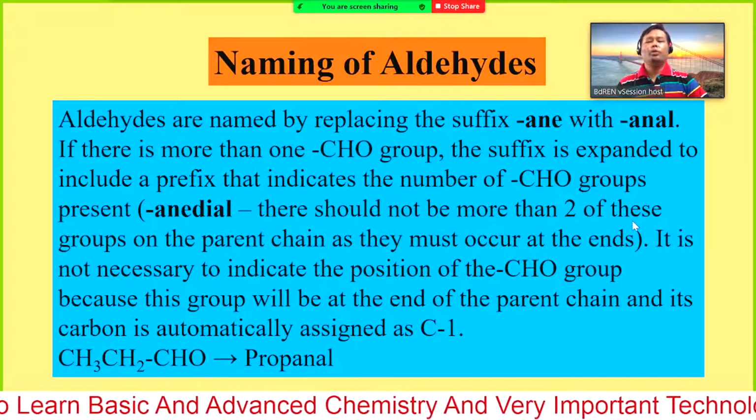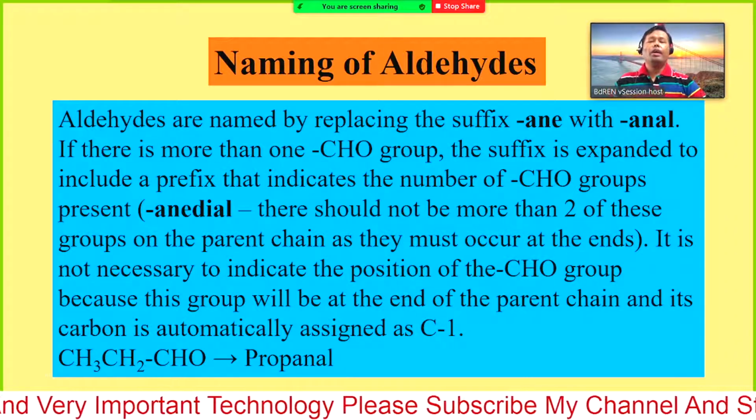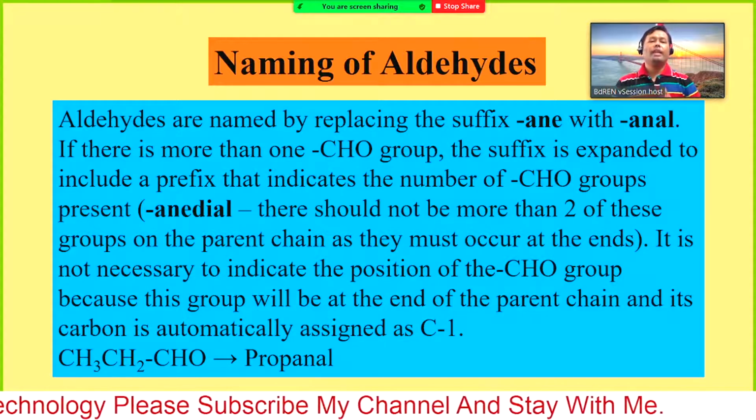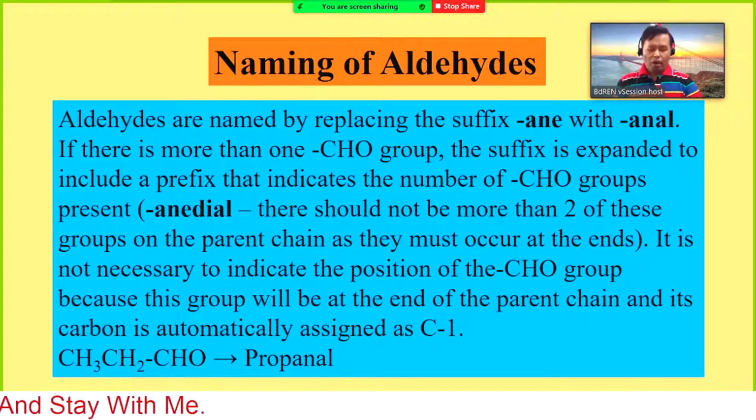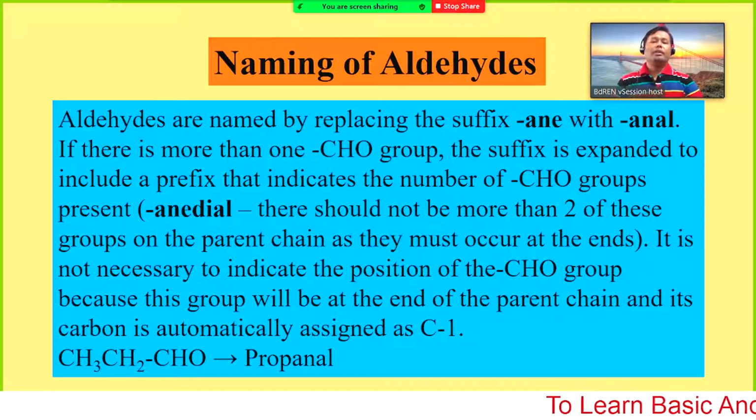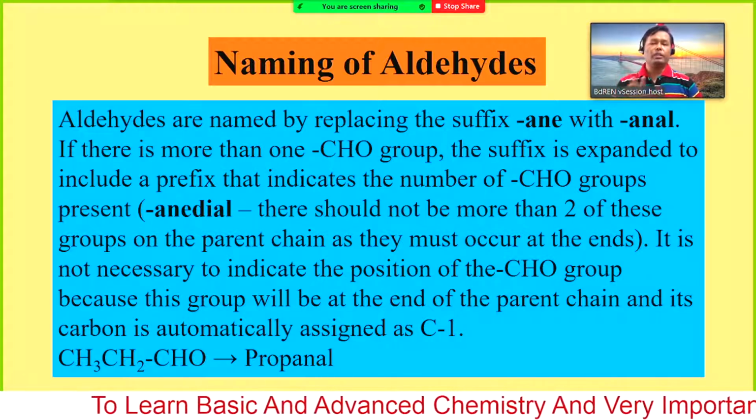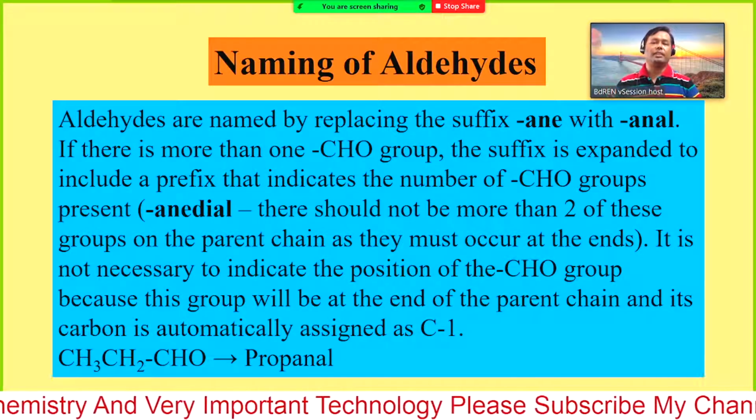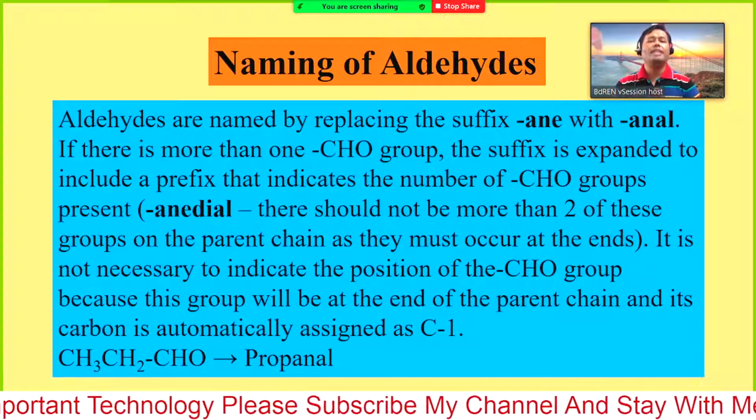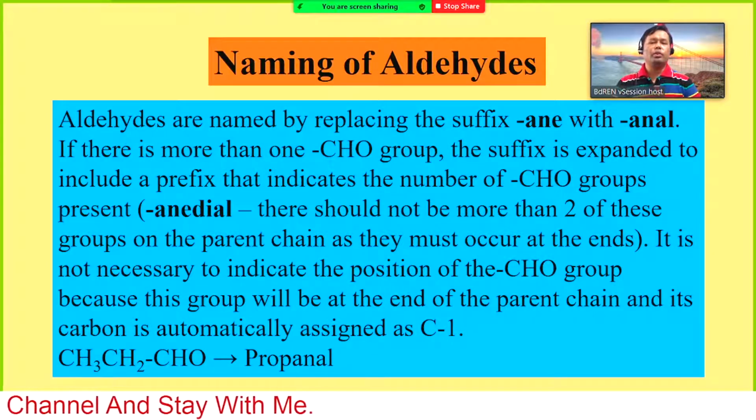There should not be more than two of these groups in the parent chain, as they must occur at the ends. As I already mentioned, for any aldehyde compound we cannot have more than two aldehyde groups, because the aldehyde functional group always takes position number 1. That can be at the first or last position, so just the two ends. If we have two aldehyde groups, one is at the first position and the other at the other end of the chain. So there is no other way to put more CHO groups in a compound.